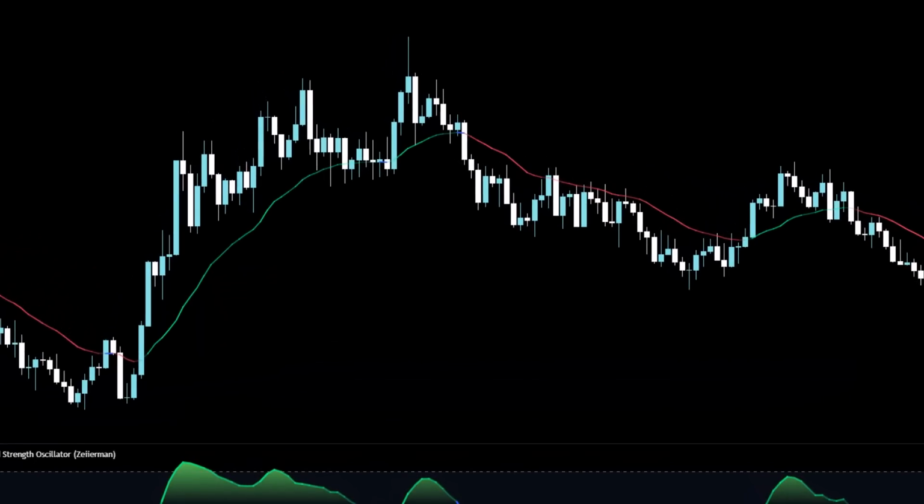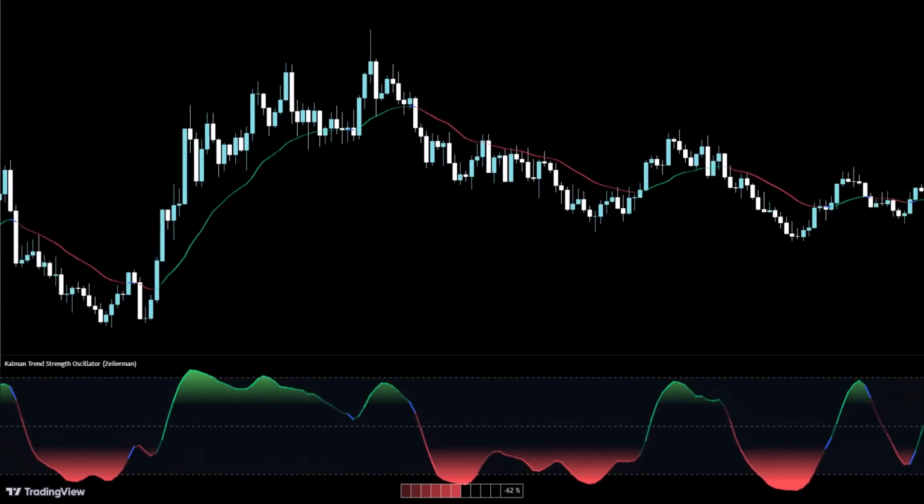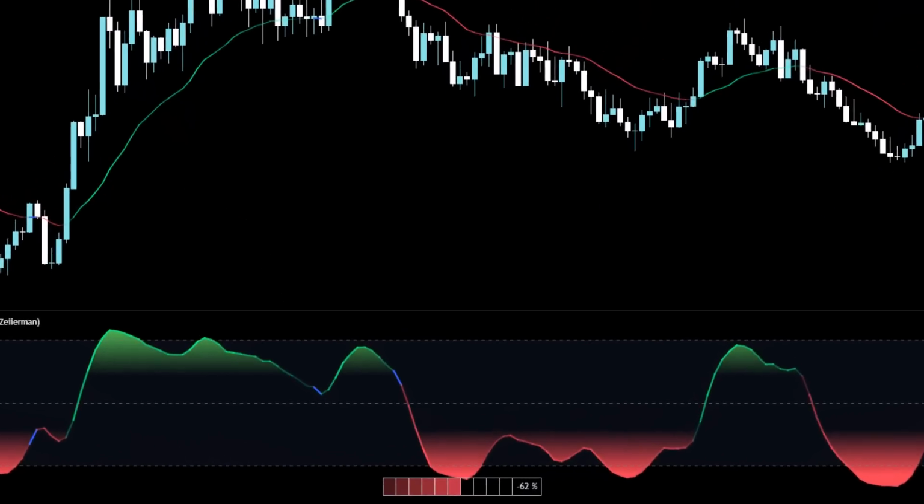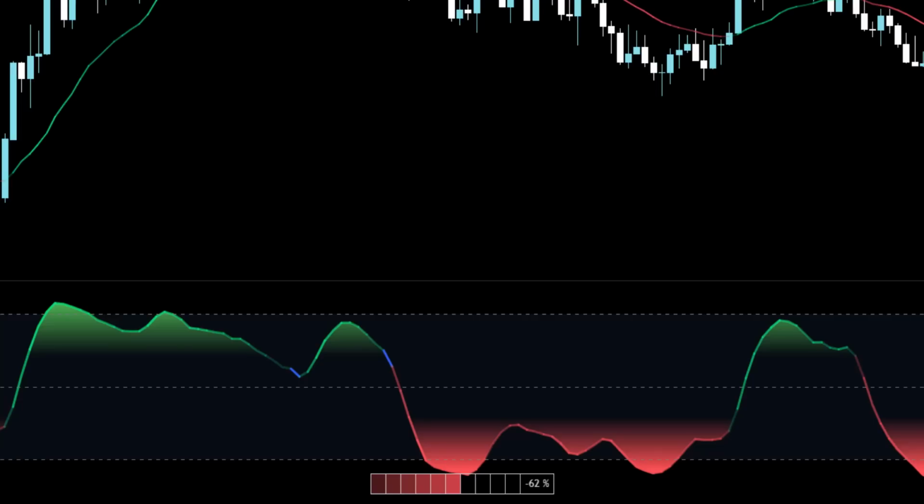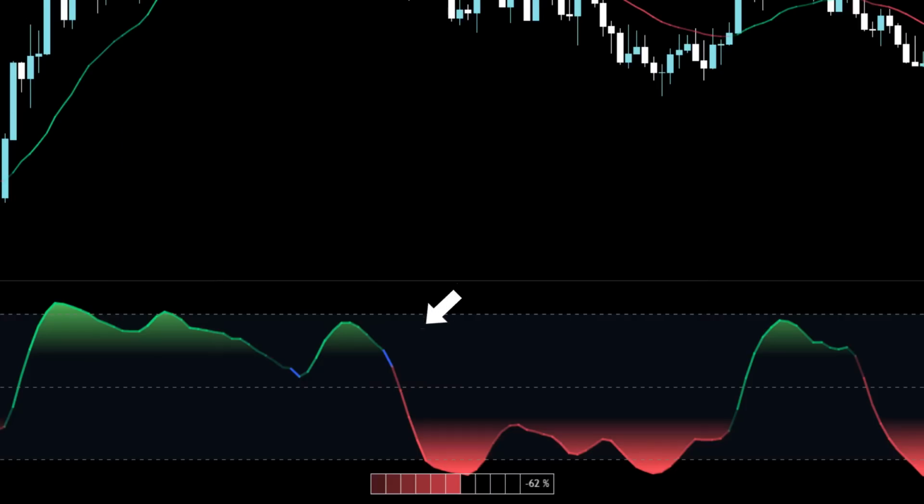This indicator is divided into 2 parts, the Kalman filter trend line on the chart and this oscillator below the chart. Both of them can be used in conjunction to determine the market's trend direction. The oscillator part of the indicator behaves exactly like the RSI indicator. It has the overbought and oversold thresholds, such as +70 and -70. These thresholds help identify extreme conditions. When the oscillator reaches these levels, it suggests that the trend may be overextended, possibly signaling an upcoming reversal. The blue areas in the oscillator suggest potential trend reversals, helping traders identify emerging market shifts.